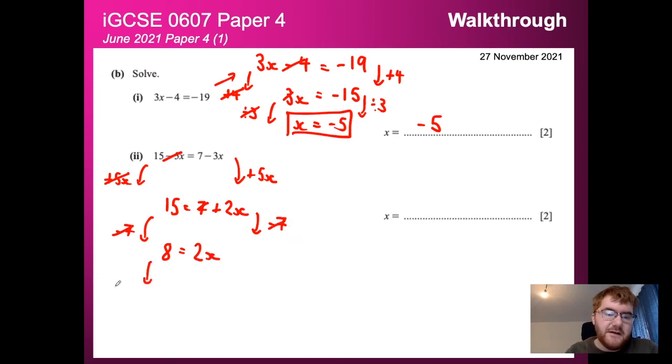So we're going to divide by 2 on both sides. And so x, because this cancels, is equal to 4. This is a nice question. You're going to get 8 marks here from the simultaneous equation before and this, just for some relatively straightforward equation solving.